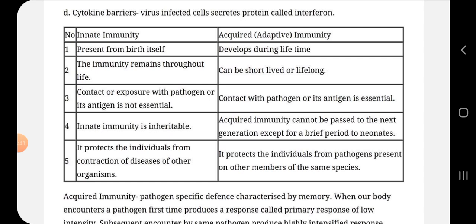For acquired, contact with the pathogen or its antigen is essential. Acquired immunity cannot be passed to the next generation. It protects the individual from pathogens present in other members of the same species.